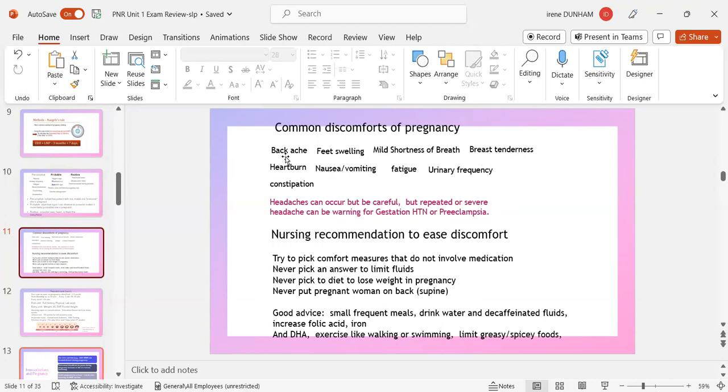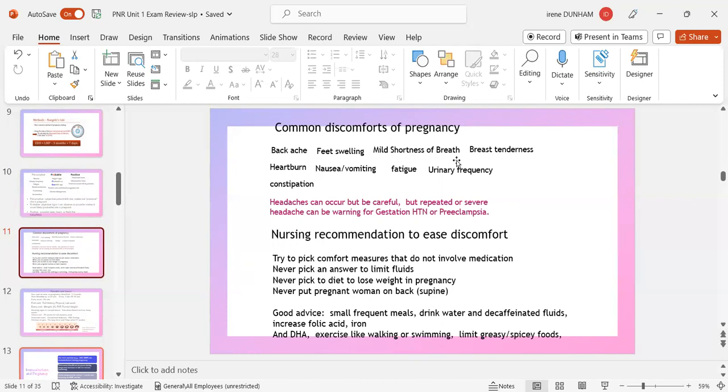But yeah, backache: she's got that big old uterus in the front and it kind of puts her back out, so we have a little bit of lordosis going on there. The feet swelling: we have increased fluid volume in the body, so if she's on her feet too much, the feet are in a more dependent position and you get more swelling. The mild shortness of breath: the uterus grows up into the abdominal cavity and pushes against the diaphragm, and it makes it harder for her to breathe.